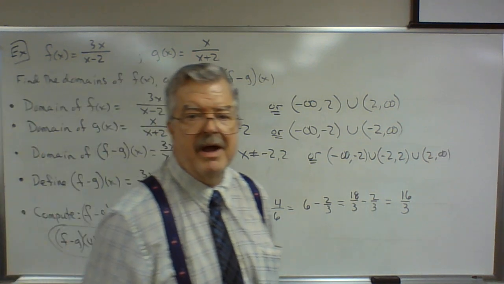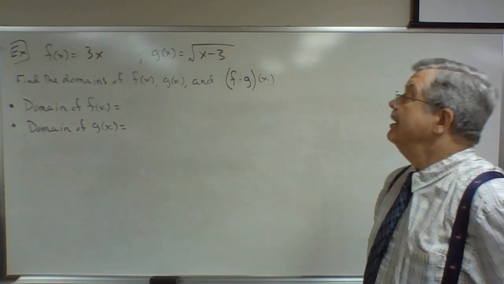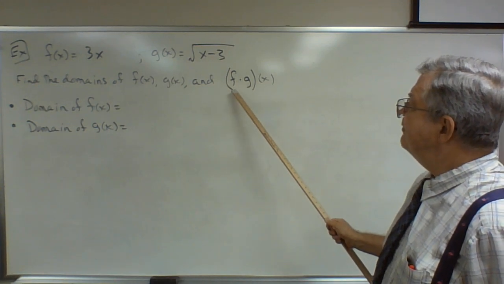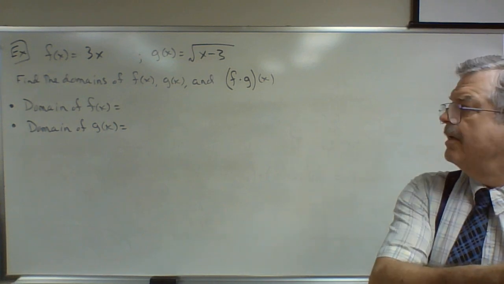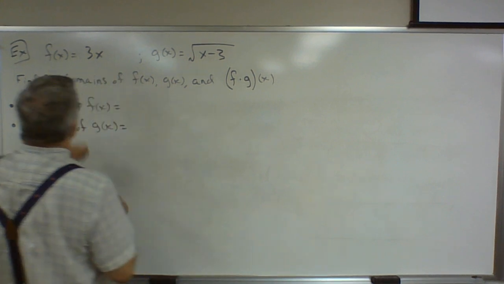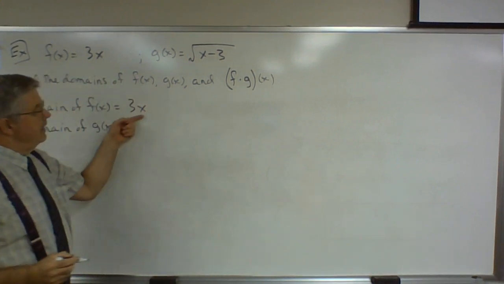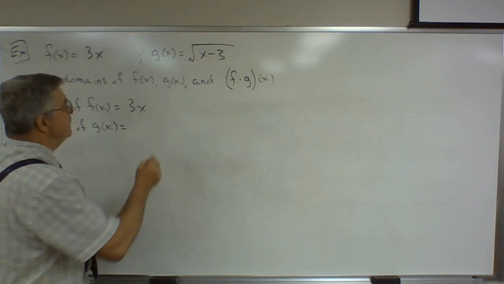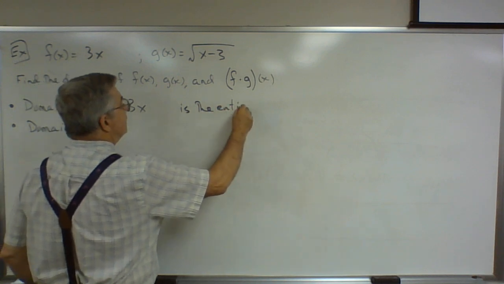Let's take a look at a product example now. Here we're going to look at the product function, f times g evaluated at x. F of x equals 3x. And by now you all know the drill. We start off assuming that the domain is the entire set of real numbers.